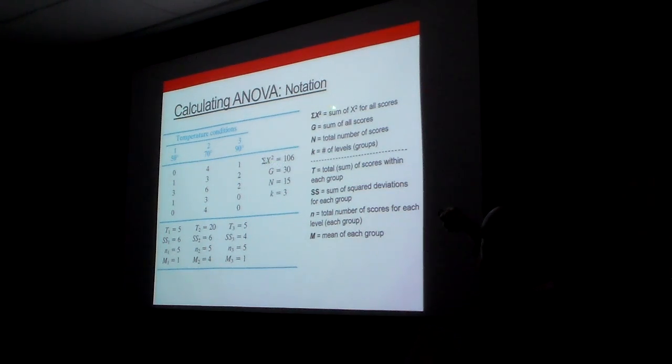This, our sum of our x squared, is just going to represent the sum of the squared values of all of our scores. So if I take 0 squared and 1 squared and 3 squared and 1 squared and 0 squared and 4 squared and 3 squared, and do that, this is the sum of our x scores.